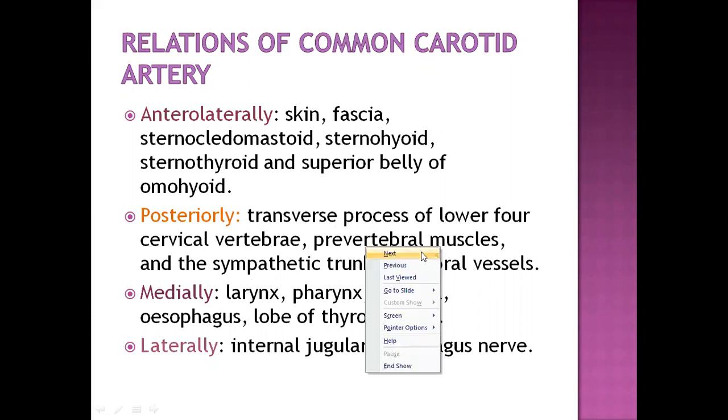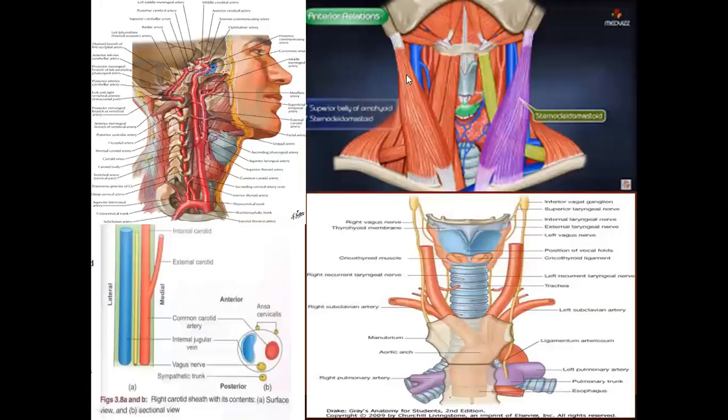So I will show you in the next slide. This is the anterior border of the sternocleidomastoid. This is the sternohyoid. This is the sternothyroid. Here is the superior belly of omohyoid. This is the anterior border of the sternocleidomastoid. So these are the anterior relations.